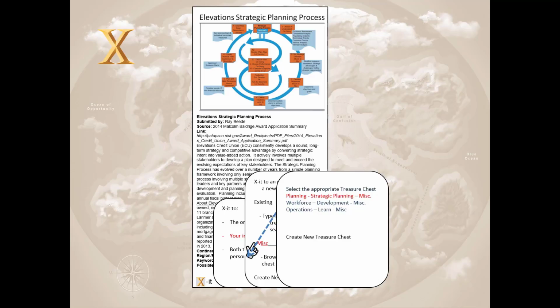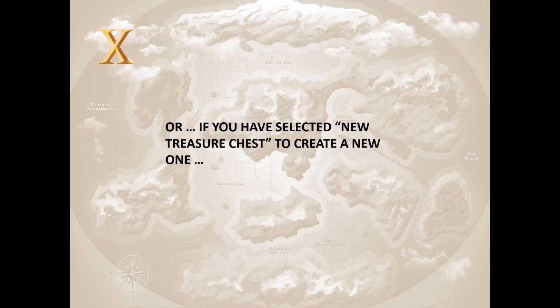And here you can see that on the planning continent, the strategic planning region, there's a treasure chest called miscellaneous. Also on the workforce continent and in the development region, there's a miscellaneous, and on the operations continent, in the learning region, there's a miscellaneous. And look, if I don't find one I like, I can create a new one right there. Making it so simple. So you're going to select one of those, and it will automatically save it to whatever you select.